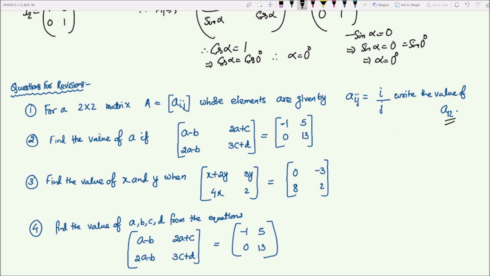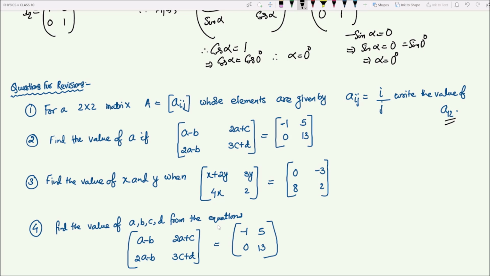Now find the value of A if 2A minus B, 2A plus C, 3C plus D is equal to minus 1, 5, 0, 15, 13. So using the equality of matrices, we can easily solve this problem. Find the value of x and y, and find the values of A, B, C, D from these equations. So these are 4 questions for revision.